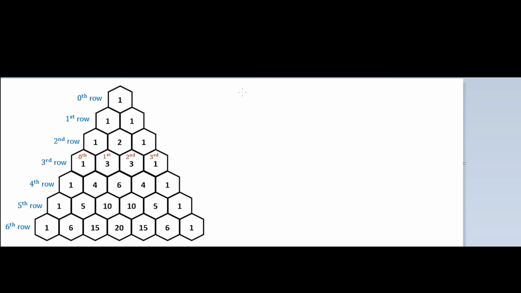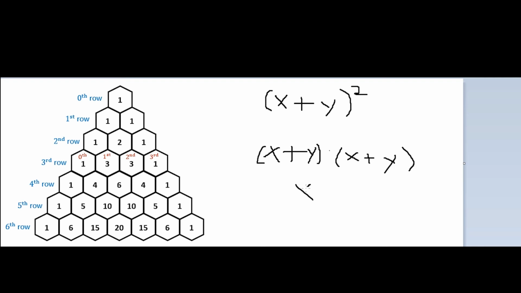The next and last thing that we can use Pascal's Triangle for is for finding the coefficients in binomial equations. So a binomial equation is something like x plus y squared. And what we do is we're going to FOIL this out, right? And we get x plus y times x plus y. And we're going to go ahead and get x squared plus 2xy plus y squared.